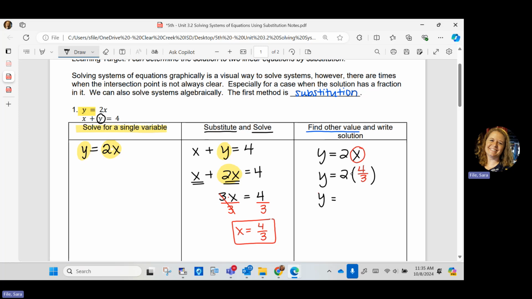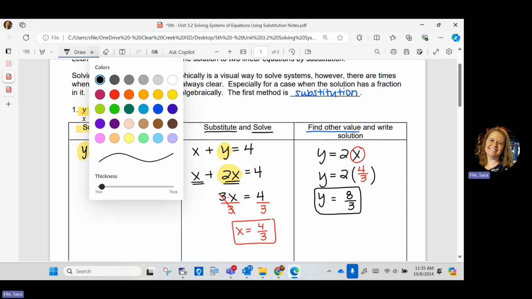So 2 times 4/3, when you multiply an integer by a fraction, you just multiply the top. So 2 times 4 is 8. So that is 8/3. So I've got x, I've got y.